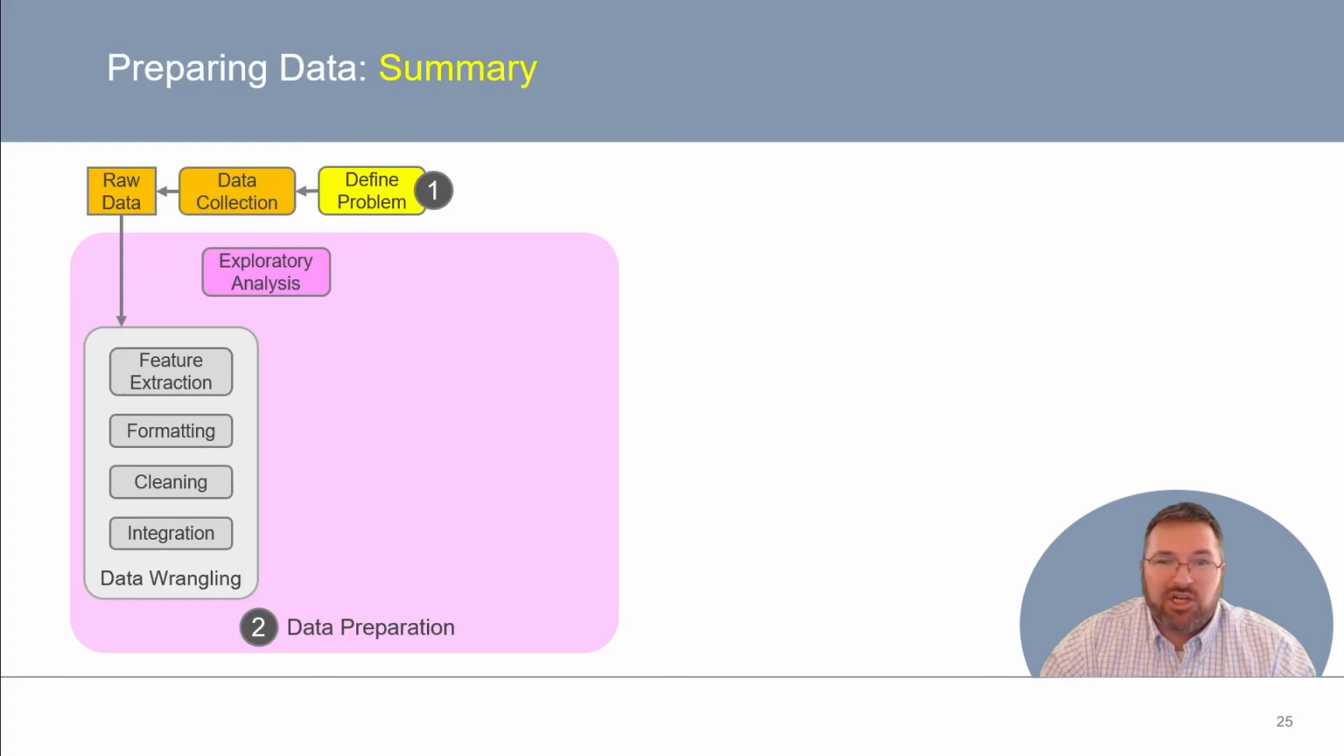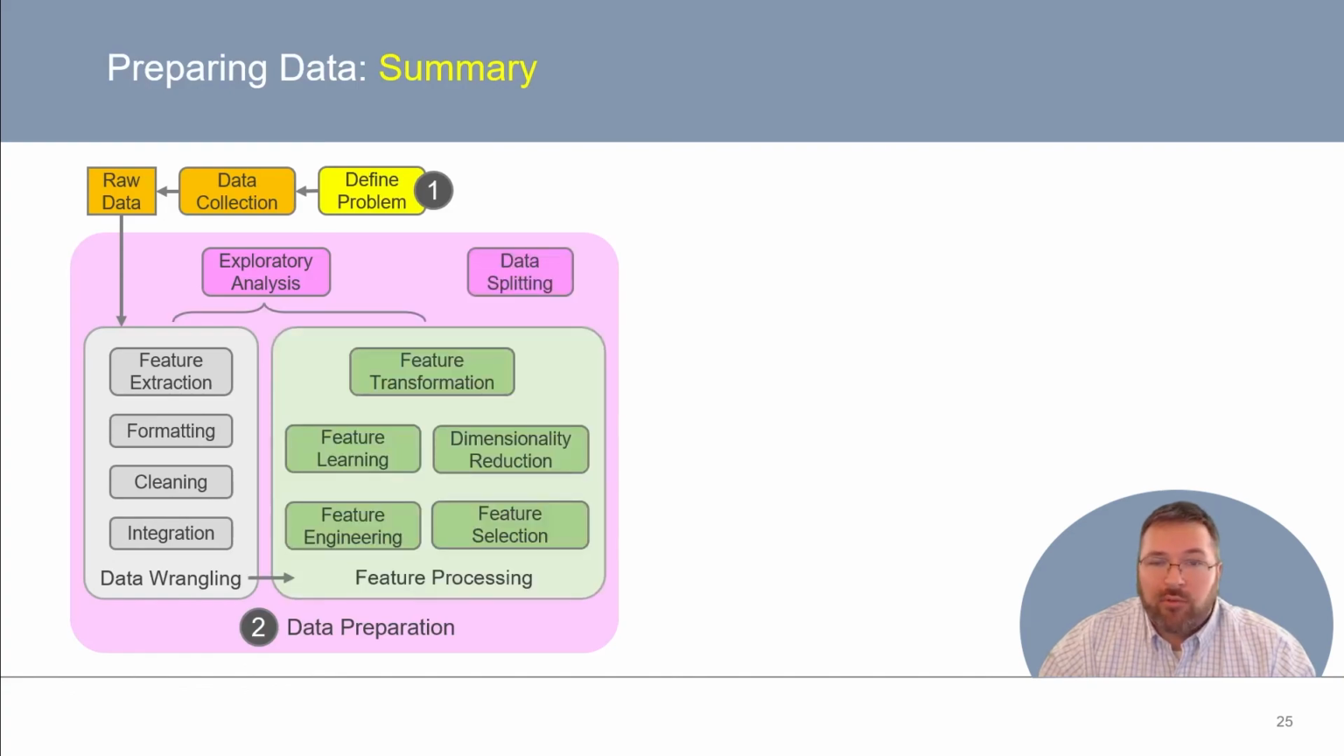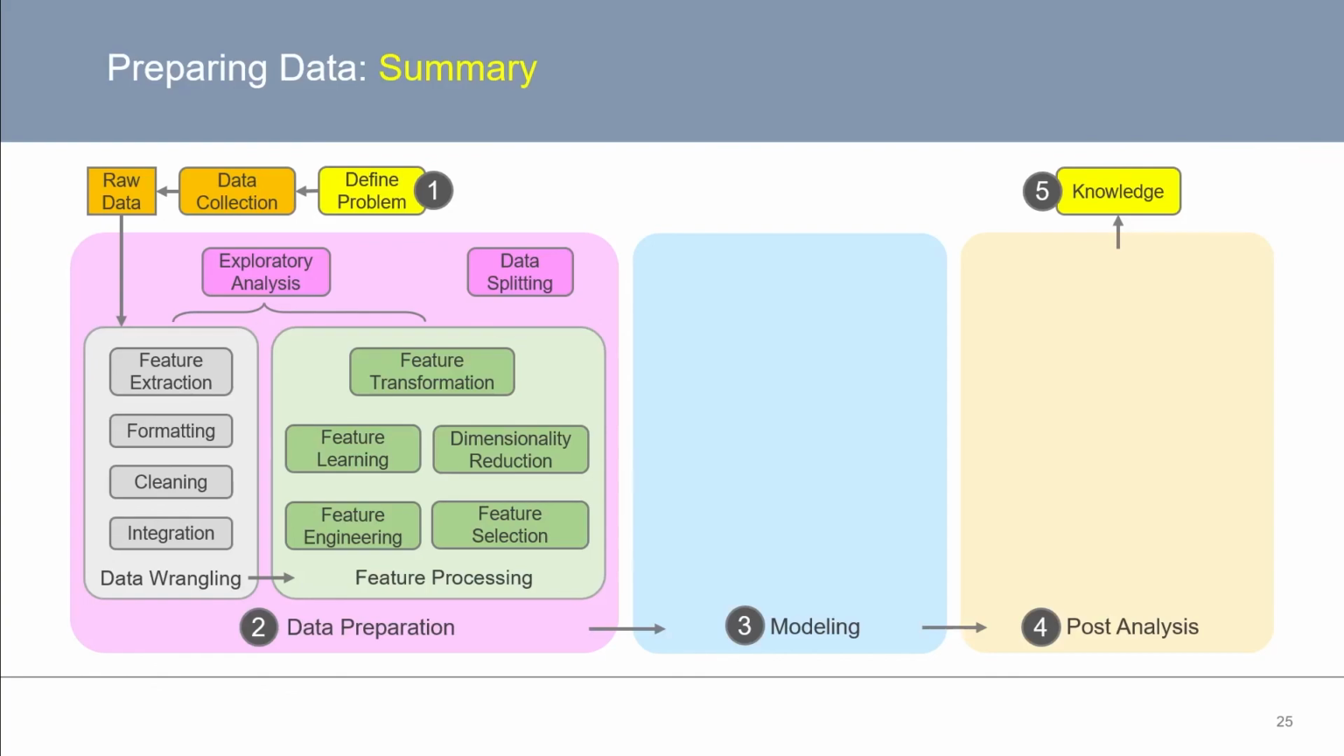So far in this section on preparing data, we've covered all of the initial elements of data preparation as reviewed in this schematic. Part 3b of this video series will extend our overview of data preparation to data splitting and 5 elements of feature processing. And later videos in the series will cover the remaining elements of a data science pipeline with machine learning.